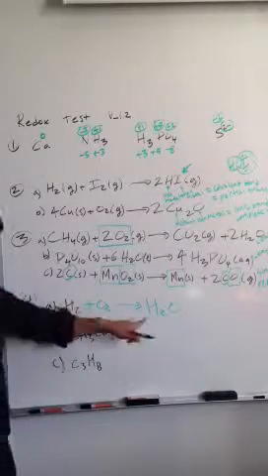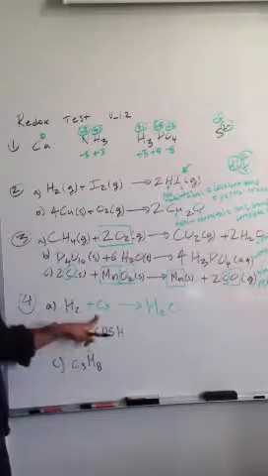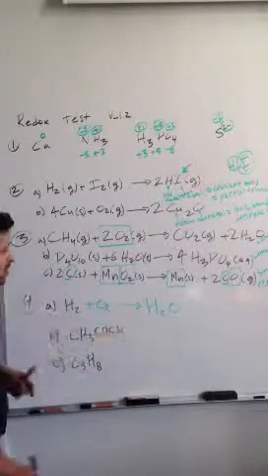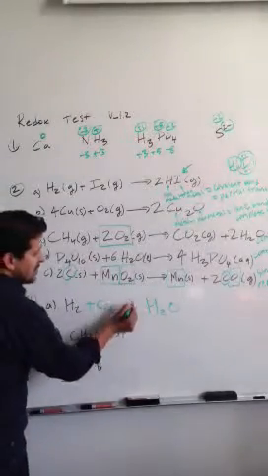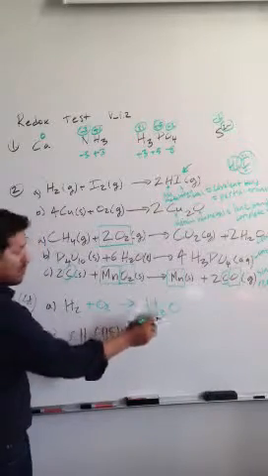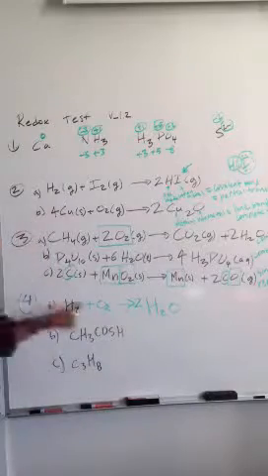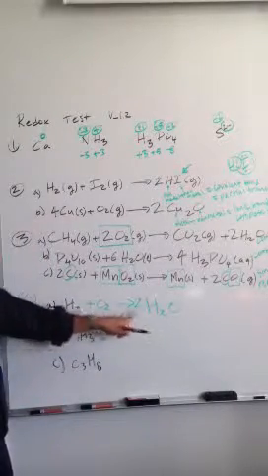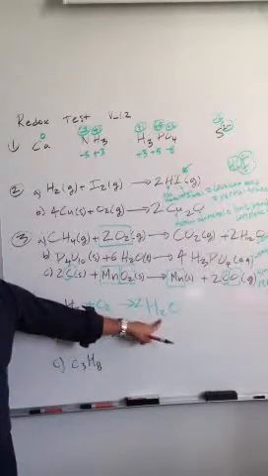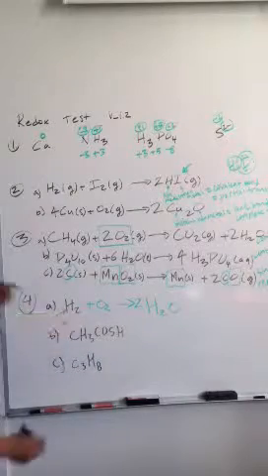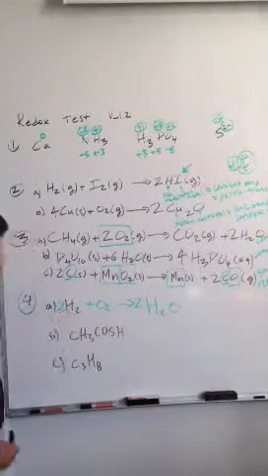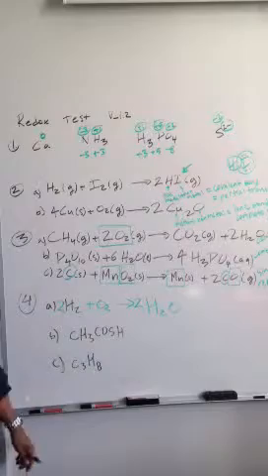2 hydrogens here, 2 hydrogens here, looking good. 2 oxygens here, 1 here. The only way we can balance this is by changing the number of H2O molecules. So we'll put the 2 in front, the coefficient. So now the oxygens are balanced, but now we have to balance the hydrogens. 2 times 2 is 4 hydrogens, so we need 2 hydrogens here, so that's balanced.